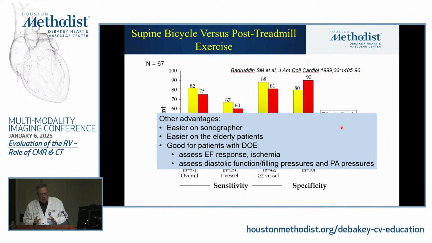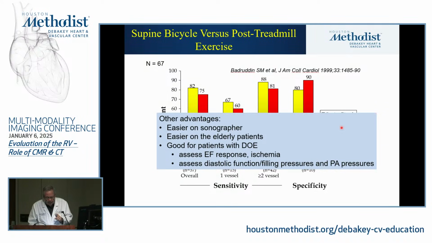One big advantage of the bike is that it's a lot easier on the sonographer. You are right there, and you can take some time to do the imaging. Much easier in elderly patients, who may be a little scared of being on a treadmill. You put them on a supine bike, it's much more comfortable for them. Very good for patients with dyspnea, because in addition to ischemia, we can use Doppler technology to look at diastolic function, pulmonary pressures, and so on. So it adds all this other important information that sometimes can help us a lot in taking care of patients and making a good diagnosis.